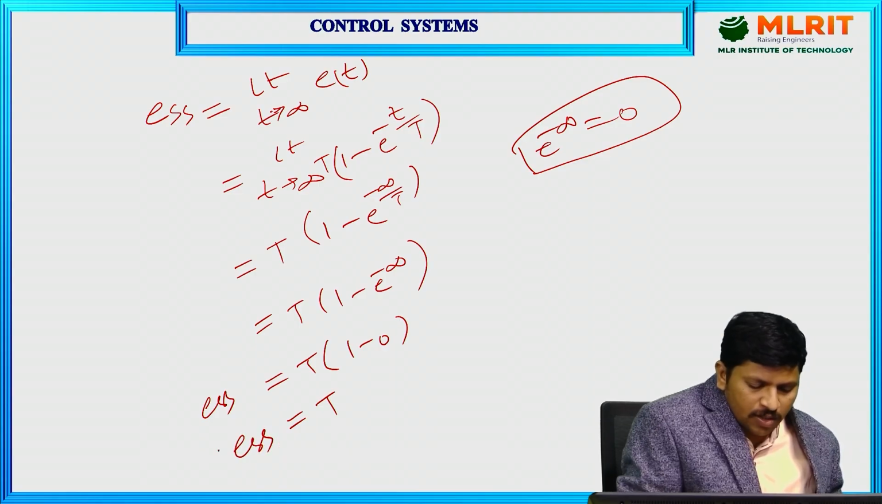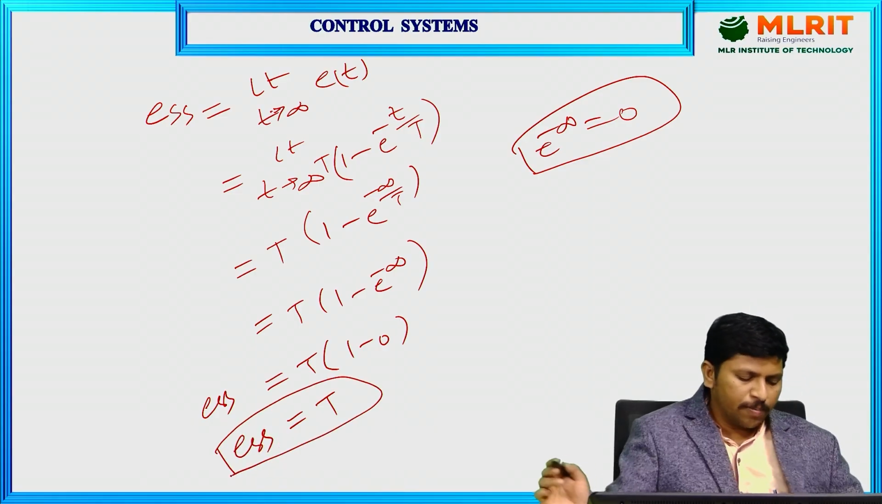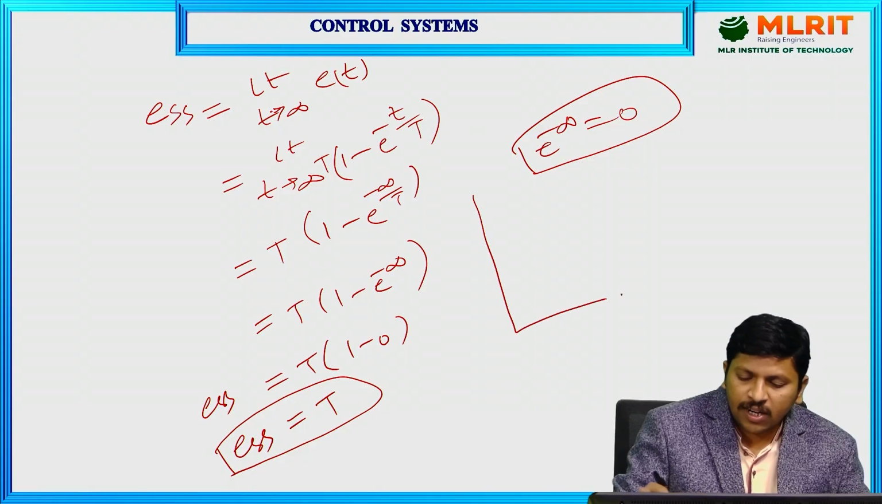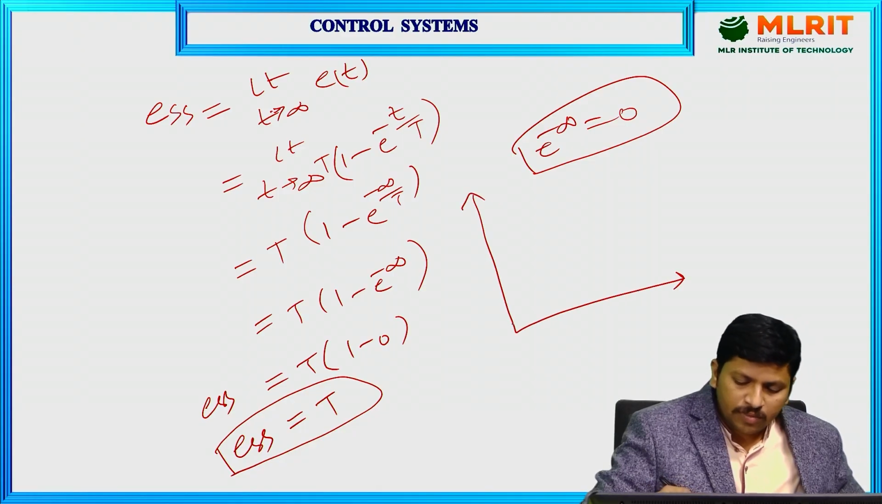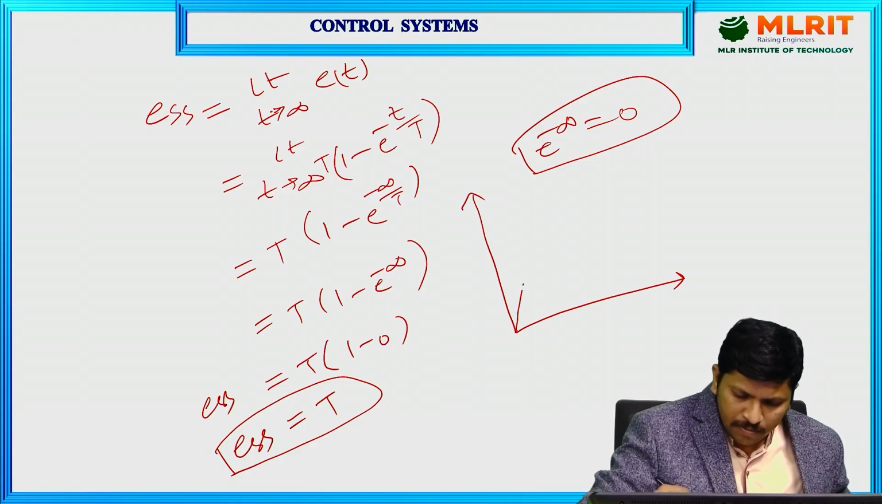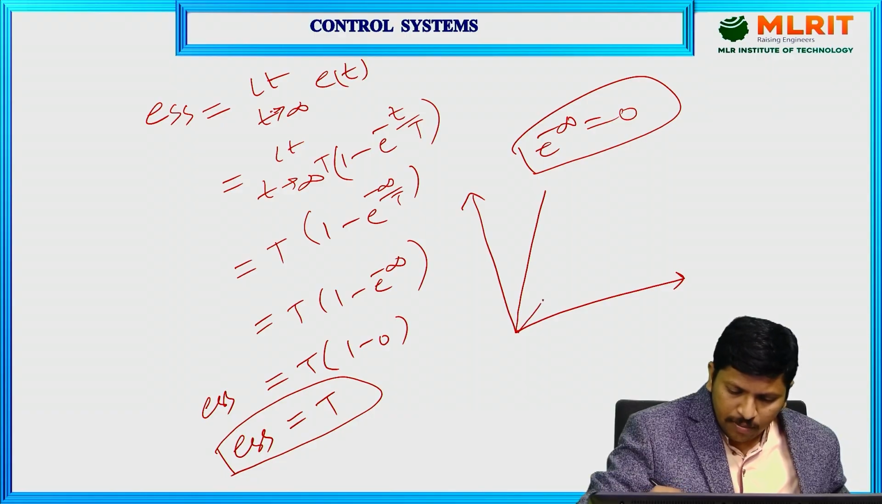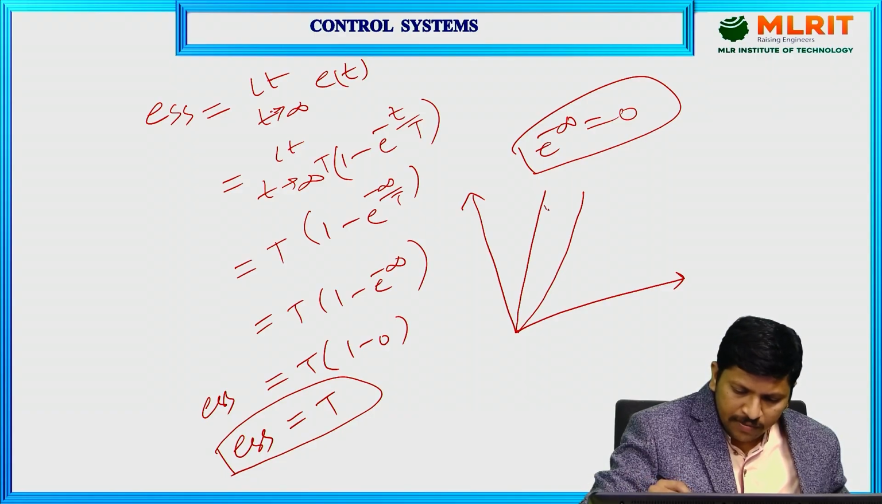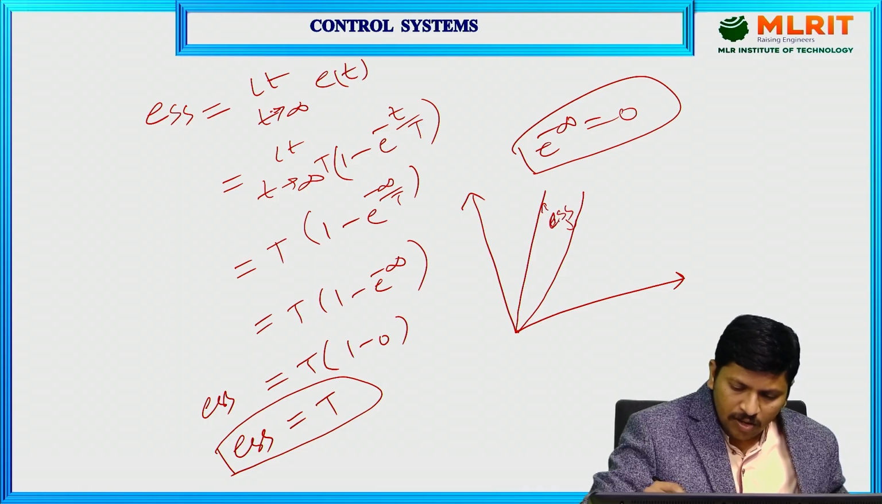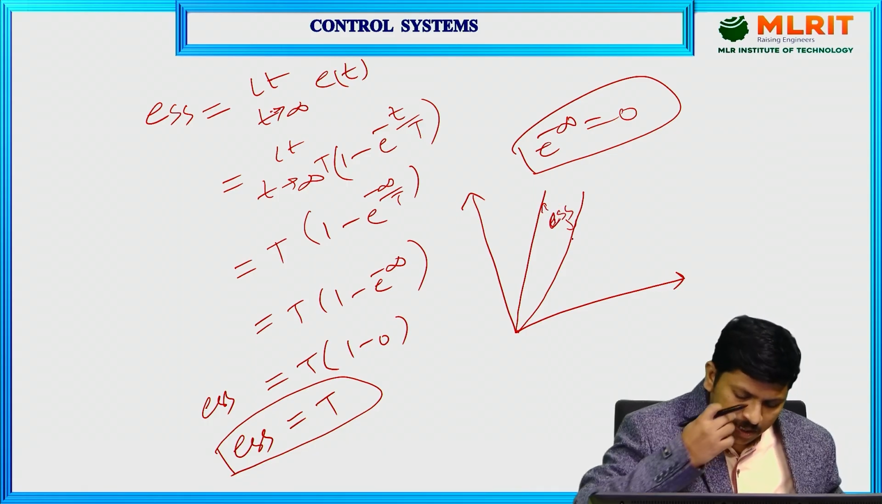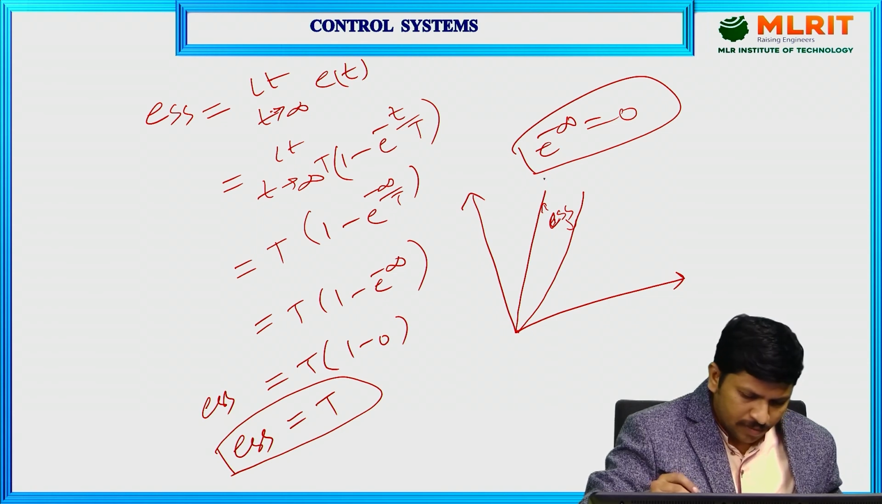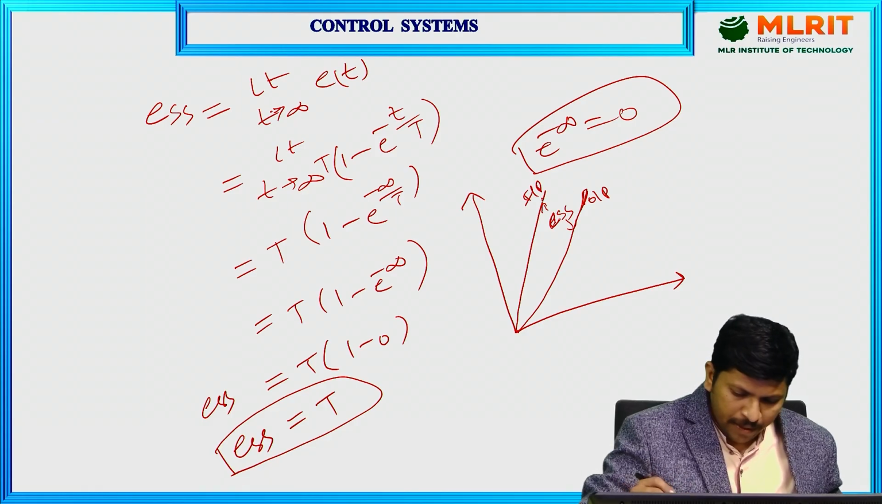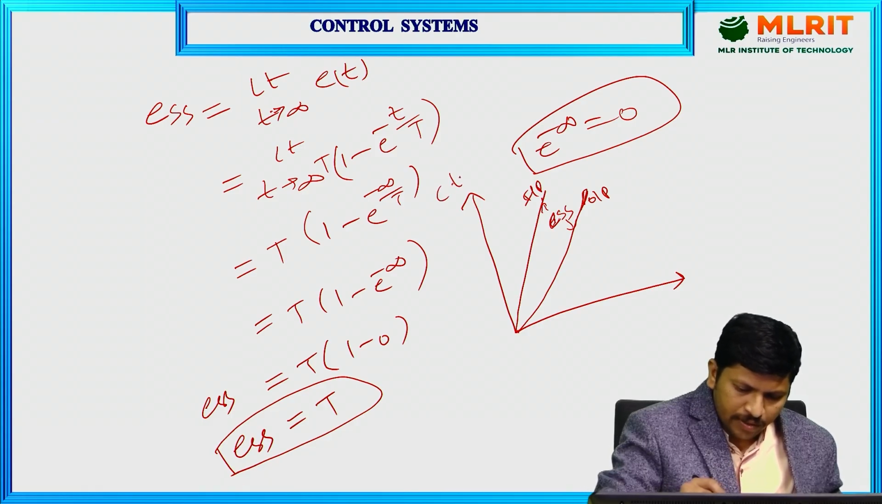So E_ss equals the time constant, simply the time constant. The error is nothing but this: we apply the ramp input and get some output. The difference between these two signals is the steady state error, or error signal. Here this is the output and this is the input signal, and this is the graph.